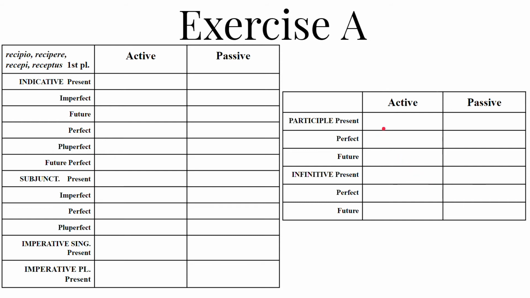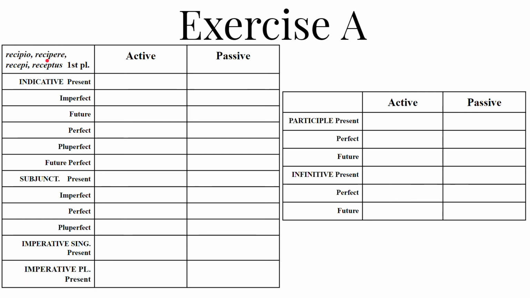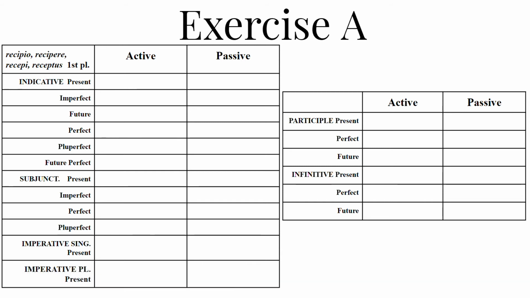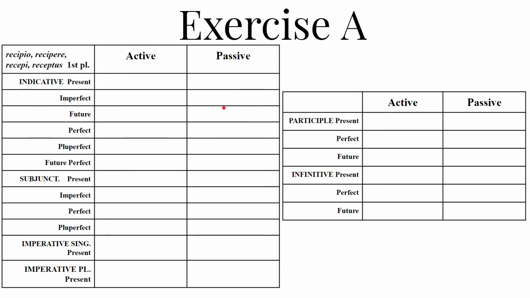The imperative singular is going to be recipe. Chop the re off the second principal part: recipe. For the plural, it's recipite. That final e on the singular changes to an i, and then you add te: recipite. The passive is going to be recipere, and the plural will be recipimini.